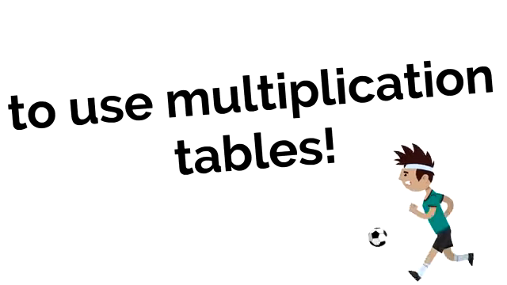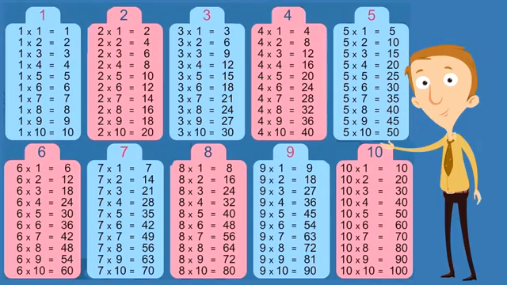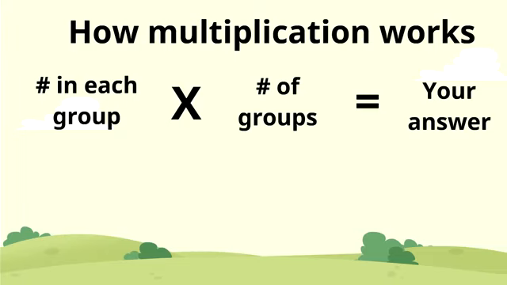Here are some examples of multiplication tables. There's a table for all of the numbers from 1 to 10. Some kids memorize tables like these so that they'll know right off the bat, in a moment, what an answer could be for certain multiplication problems. This is how multiplication works. The number in each group times the number of groups gives us our answer.